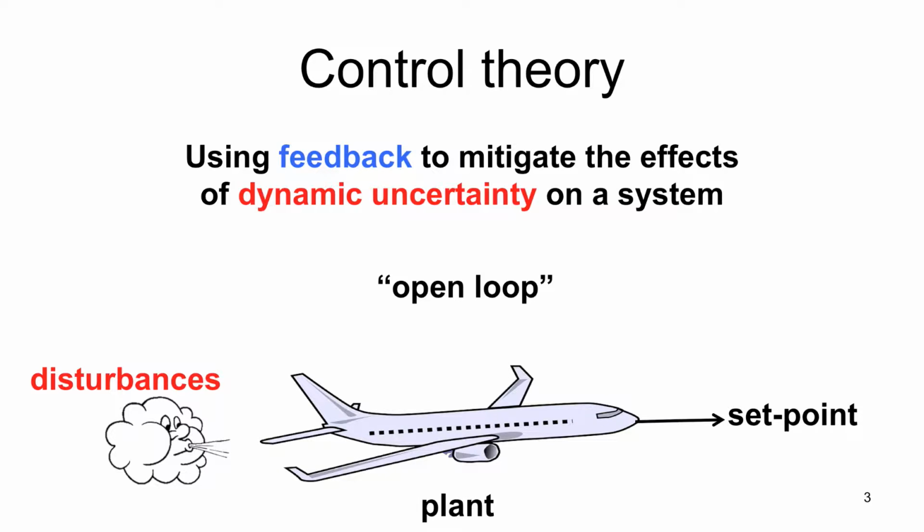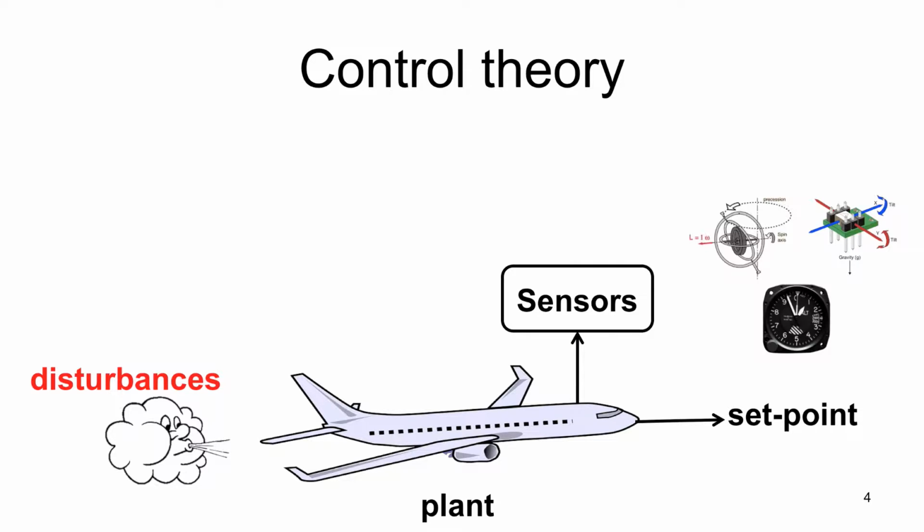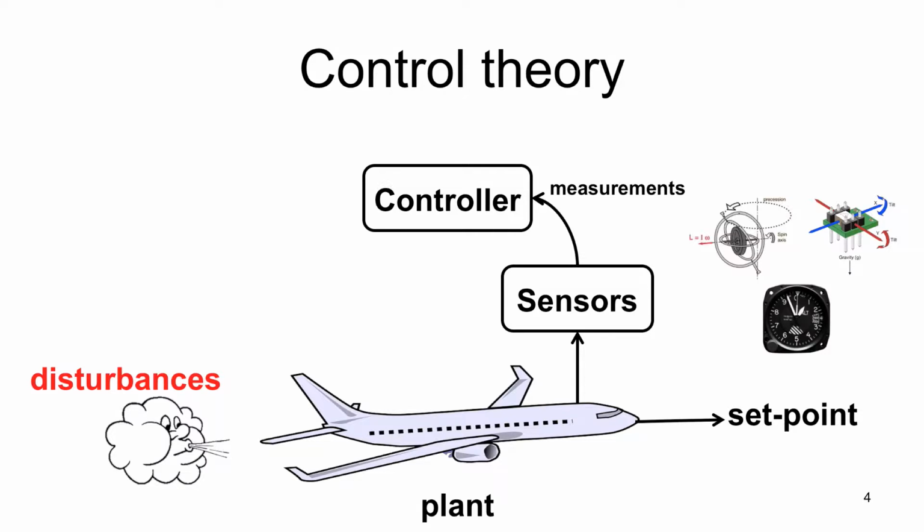So in control theory, what we do is we close the loop around the system. So we do this by attaching some sensors. So in this case, it would be, say, an accelerometer or a gyroscope. These sensors provide a controller with measurements. And this is a controller that's not an SDN controller. So we're going to have to be careful here. And I'll be really clear to contrast when I'm talking about a control theoretic controller as opposed to an SDN controller.